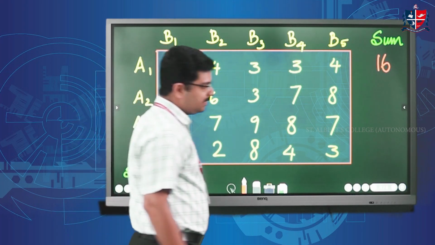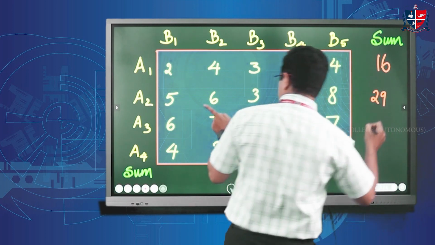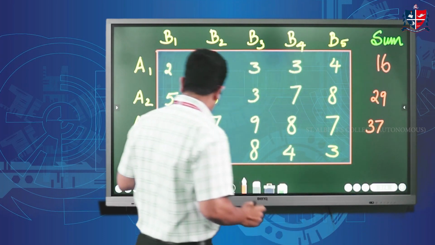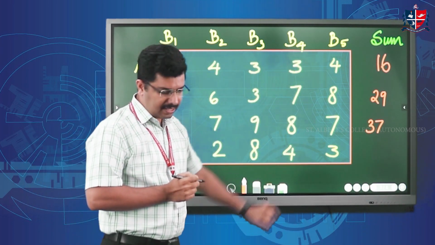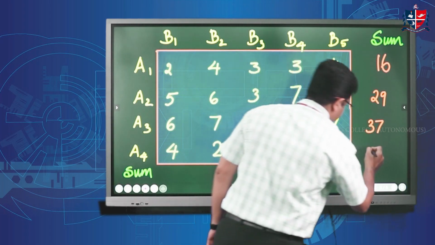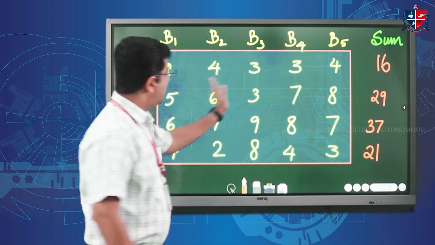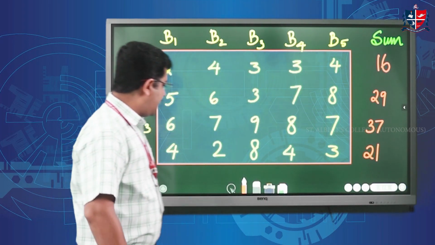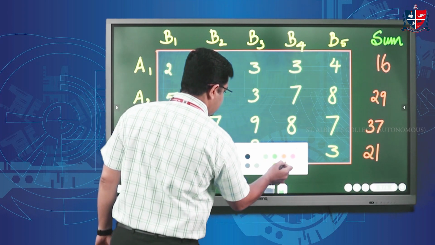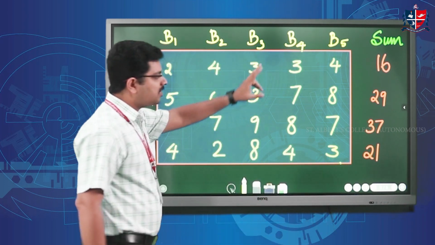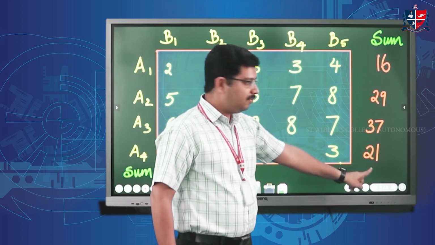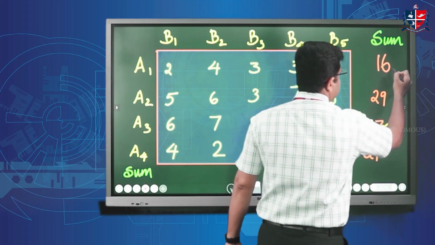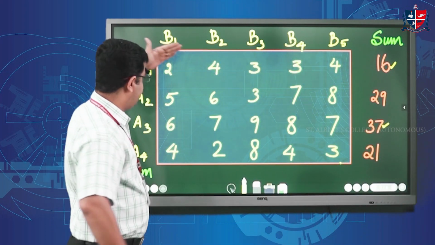16, 29, 37. When you add this, you get 29. When you add this, you get 37. And 4 plus 2 plus 8 plus 4 plus 3 will give me 21. So these are the respective sums. The first step is to find the sum. The next step is to find which is the highest sum. So 37 is the highest and which is the lowest? 16 is the lowest.